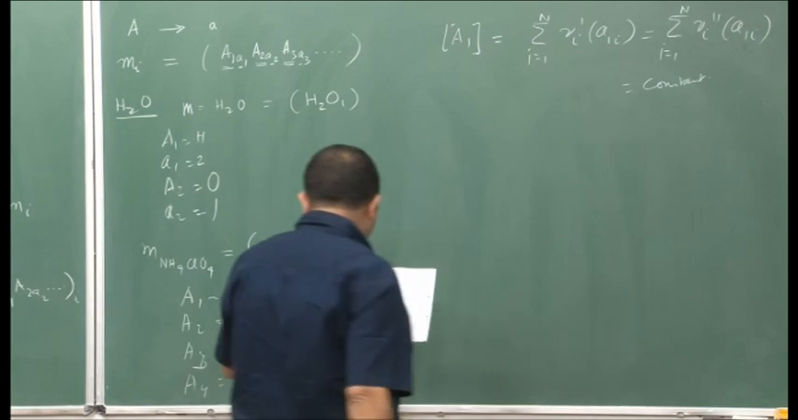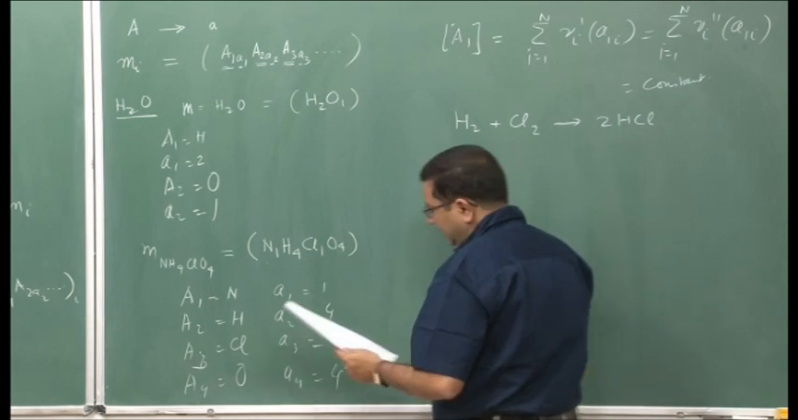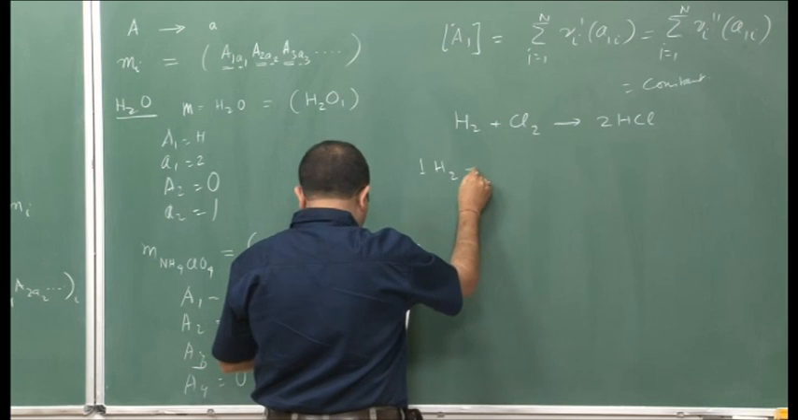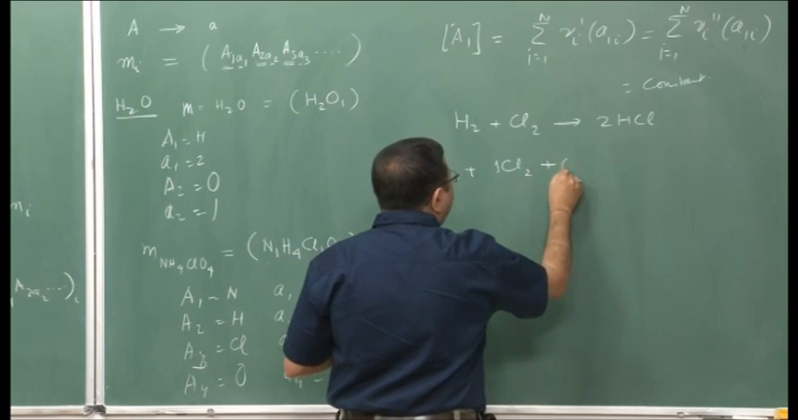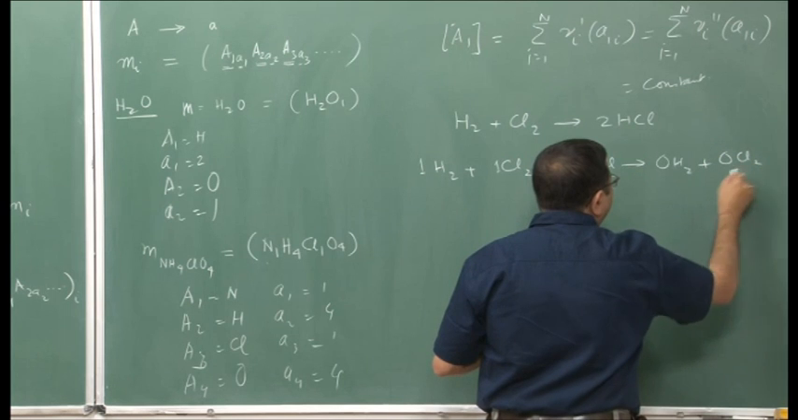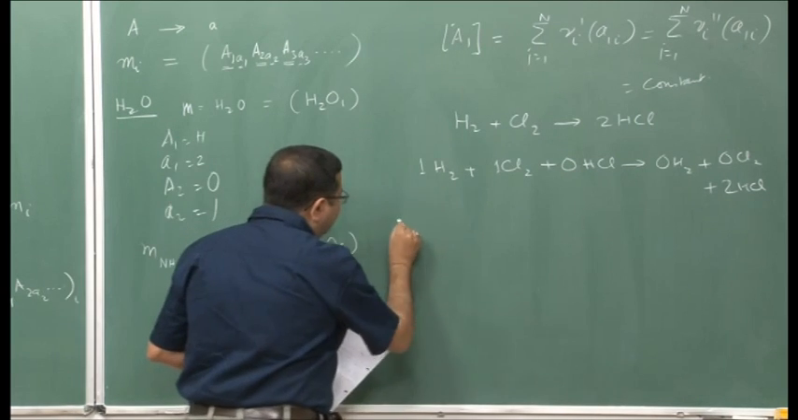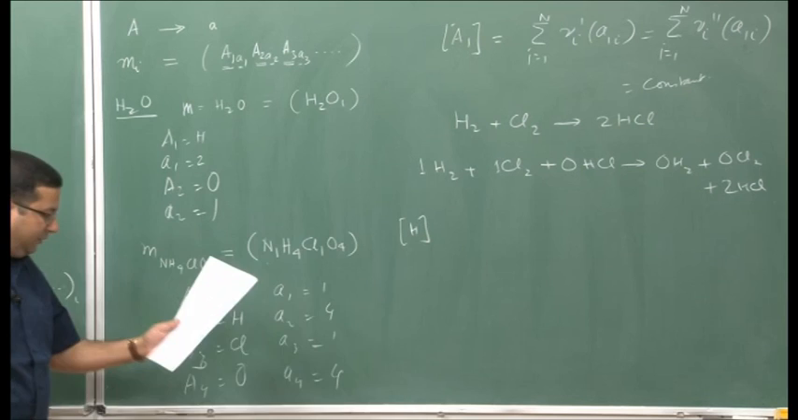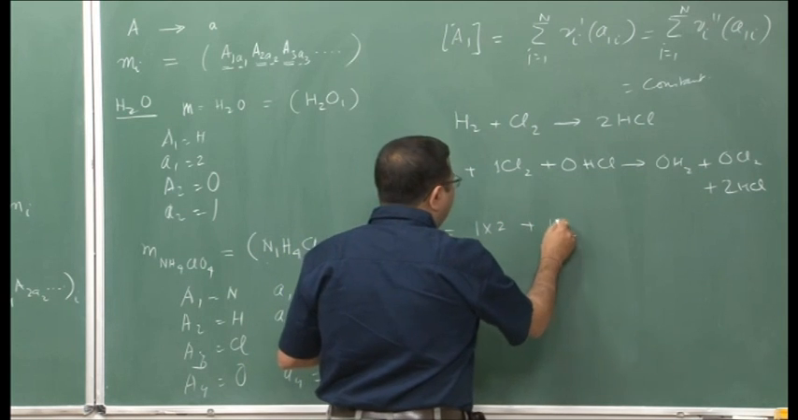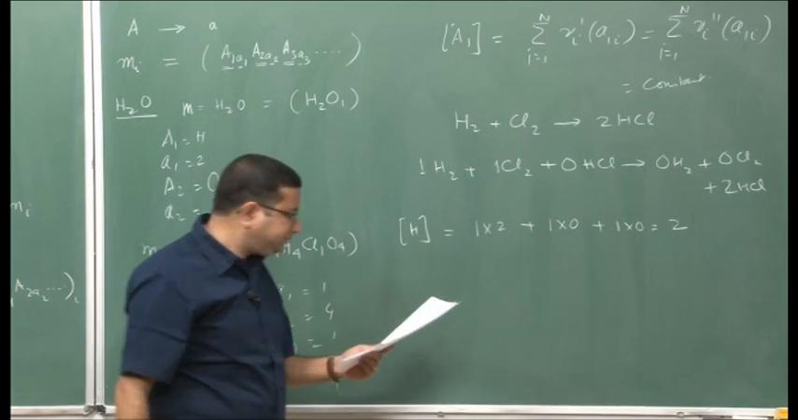So, just to give an example, let us consider this reaction: hydrogen and chlorine reacting to give hydrogen chloride. This reaction can be written as 1 mole of hydrogen reacting with 1 mole of chlorine and 0 mole of HCl, giving us 0 mole of hydrogen, 0 mole of chlorine and 2 moles of hydrogen chloride. So, if I look at the atomic species H, hydrogen, on the left hand side I have 1 into 2 plus 1 into 0 plus 1 into 0, that is 2 moles of hydrogen.